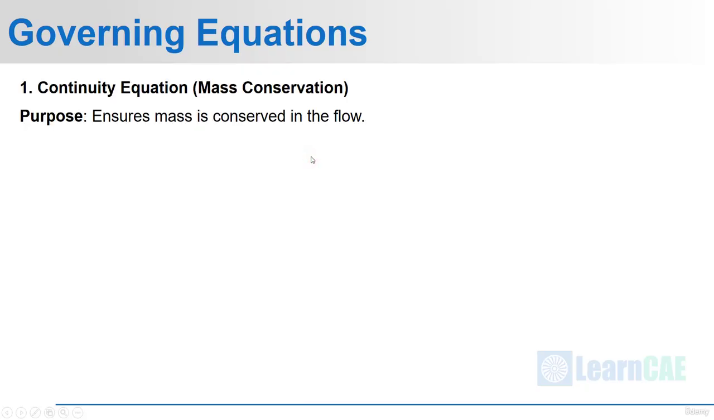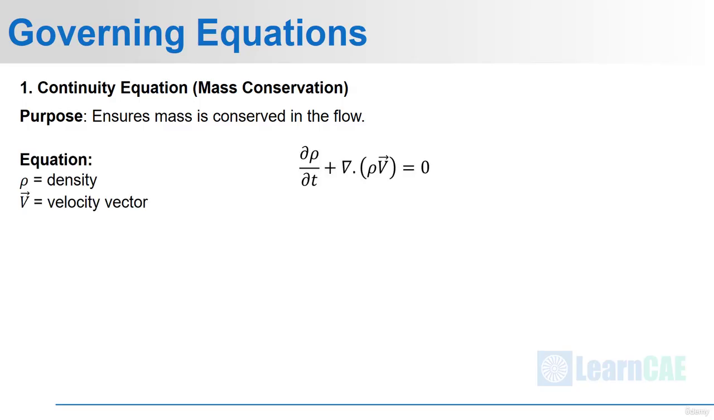The first one is continuity equation or mass conservation equation. The purpose is to ensure mass is conserved in the flow. Okay, let us see the equation. The equation is given as dou rho by dou t plus del dot rho v is equal to 0. Here rho is the density and v is the velocity vector and t is the time.